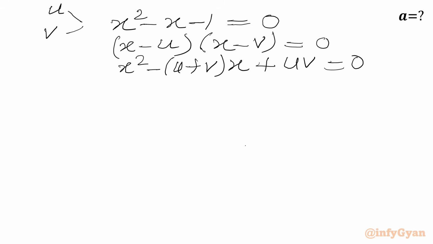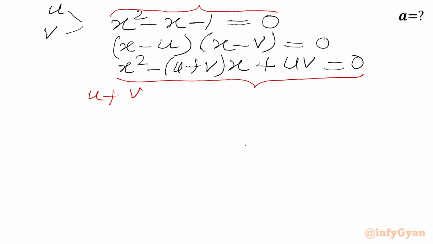Now we are going to compare coefficients from both the quadratic equations. If I compare the coefficient of x square, it is 1. Now I will compare the coefficient of x. We will write u plus v equal to 1. And once we compare the constant, then uv will be equal to negative 1.